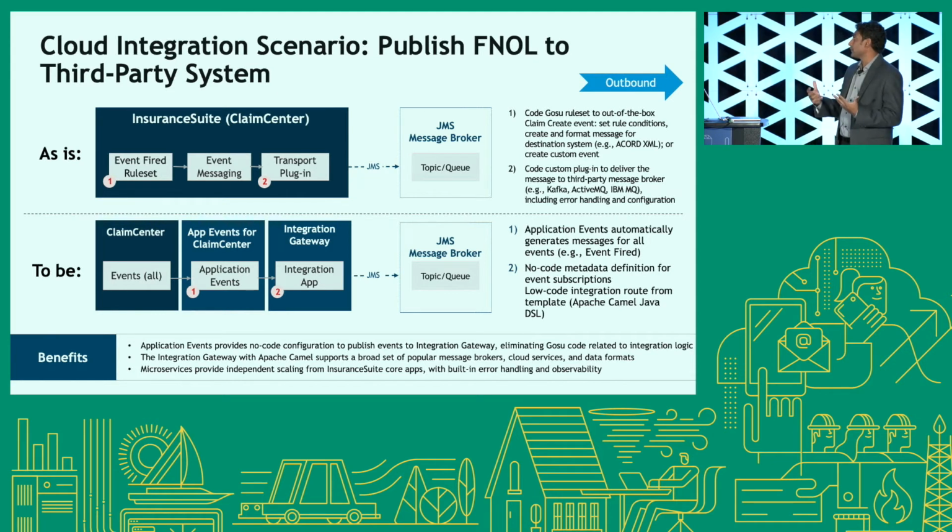And for the integration gateway, again, we are talking about low-code DSL to be able to massage that and put it into the broker. So as an example, integration gateway uses Camel, like I was talking about. Camel has a JMS component, right? So you don't have to do much work there. You just take the JMS component and deliver that. So that's the benefit you get.